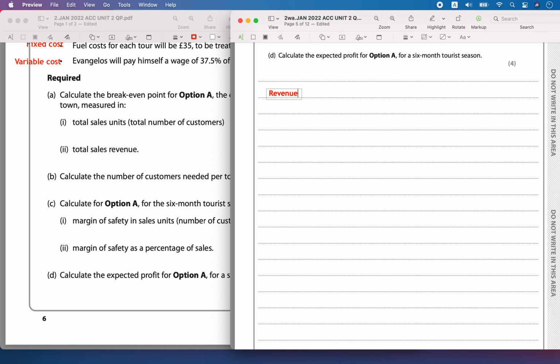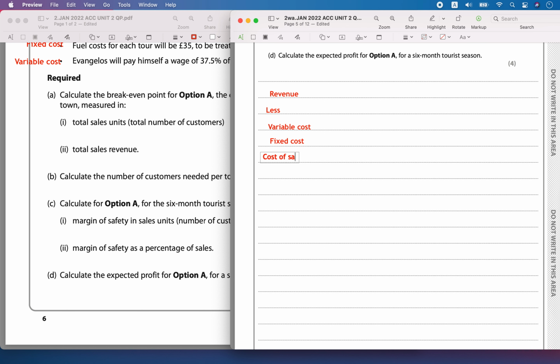So that is going to be equal to revenue, less variable cost and fixed cost. We have two types of cost: we have variable cost and we have the fixed cost. Revenue minus these two costs is going to give the profit.